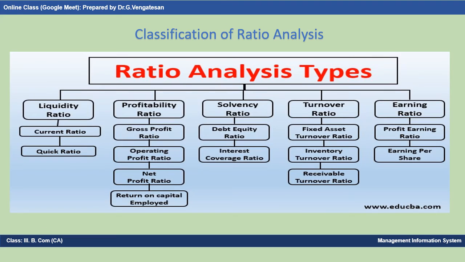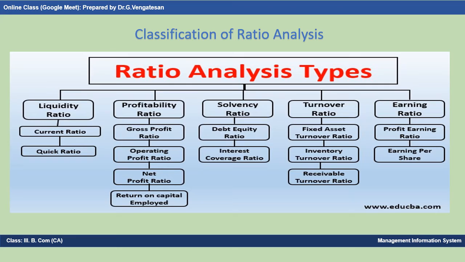And now the classification of ratio analysis, as you are seeing in the chart on the screen, ratio analysis types. There are five types of ratio analysis, the major five types: liquidity ratio, profitability ratio, solvency ratio, turnover ratio, and finally earning ratio. These five are the major ratios that are there in the ratio analysis.